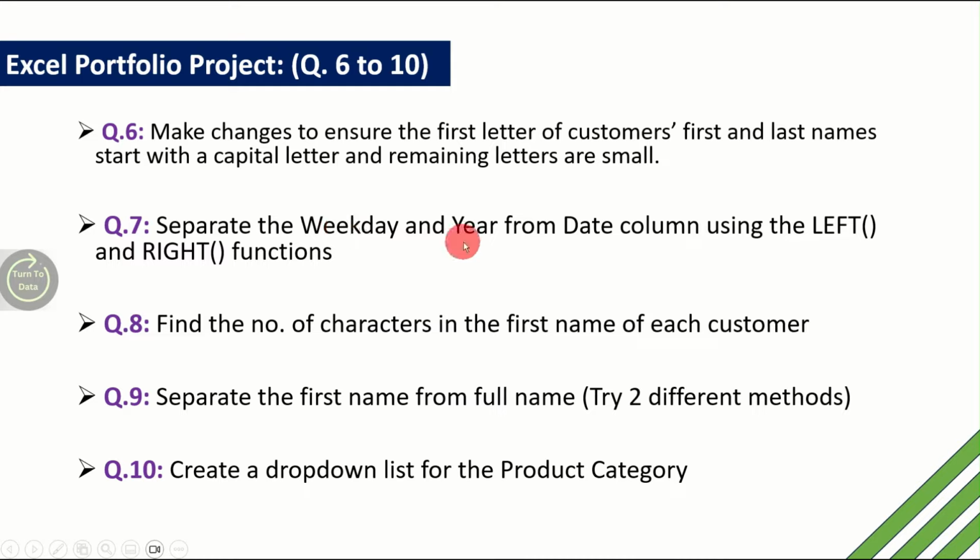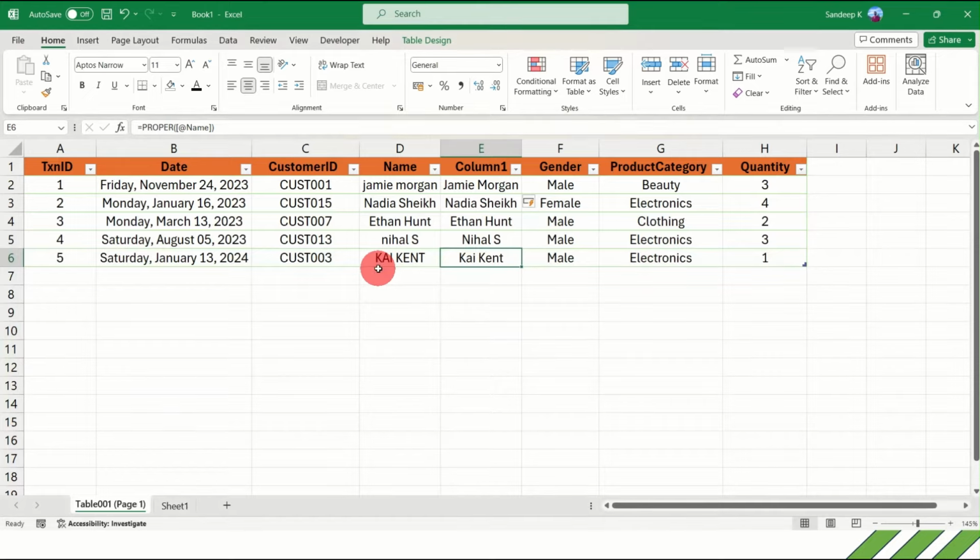The next question is: separate the weekday and year from date column using the left and right functions. Now, remember one thing, all of these questions have already been done by me in individual videos in the past. So I'll probably create a playlist and put it there. You can also check out individual videos if you want to deep dive into a particular topic so that it's easier for you to understand and probably give you more depth into a particular topic. All right. I'll leave the link to those videos as well in the description.